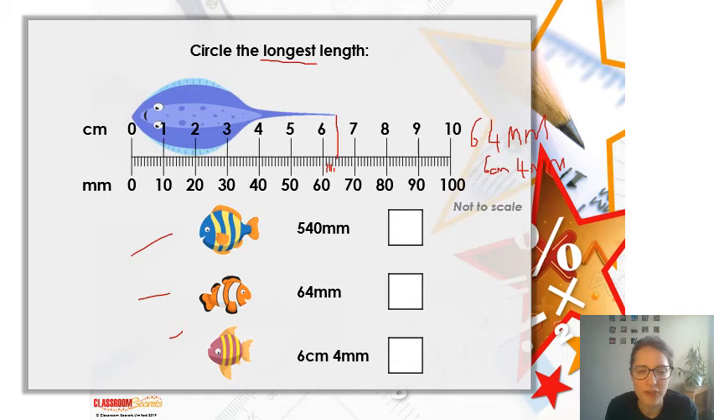This one is 540 millimetres, so that one's shorter, isn't it? So not the longest, shorter than this one. 64 millimetres, so that's the same. Okay, and then we have 6 centimetres and 4 millimetres. That's also the same, so those three are equivalent.